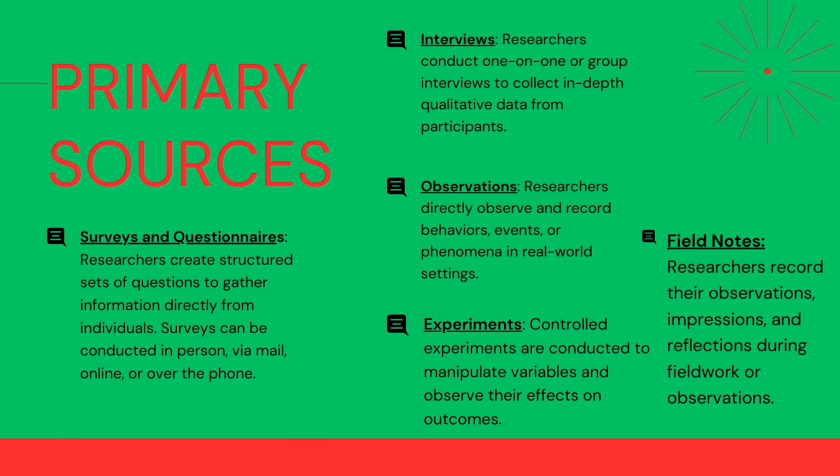Experiments. Control experiments are conducted to manipulate variables and observe their effects on outcomes. Field notes. Here, researchers record their observations, impressions, and reflections during fieldwork or observation. From these examples, we can say that in primary sources of data, we get to have the first-hand information.